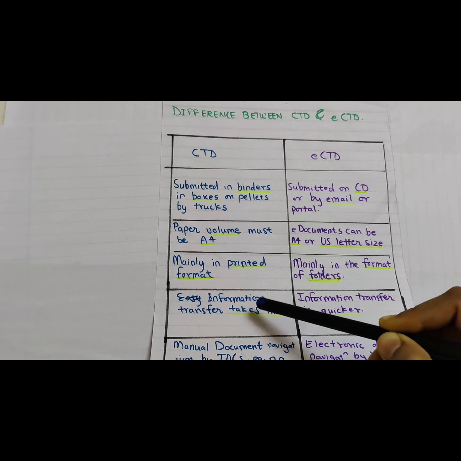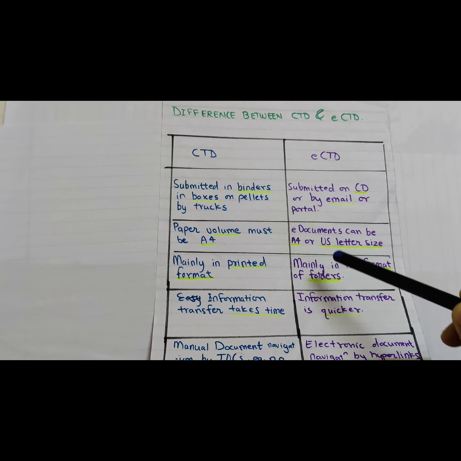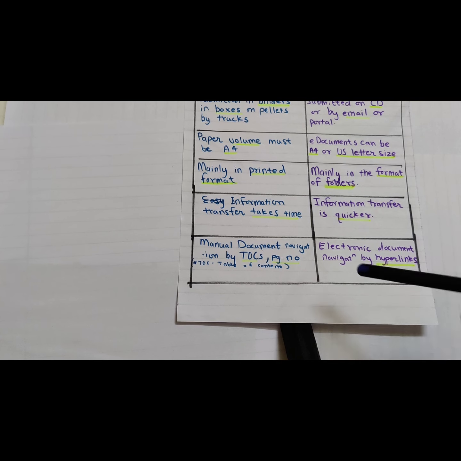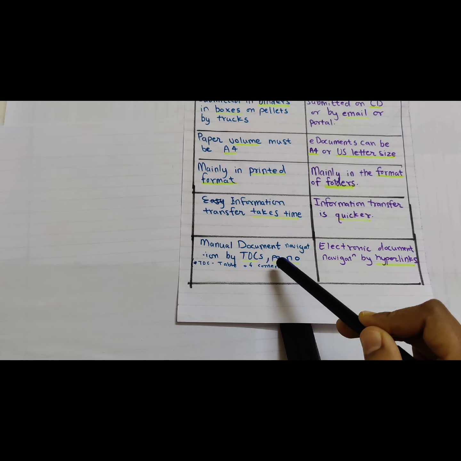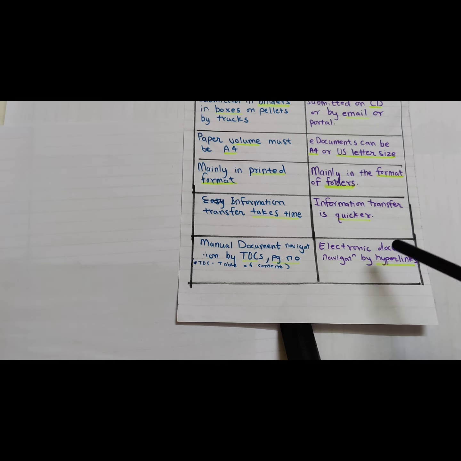Then in CTD, information transfer takes time, and in eCTD, information transfer is quicker. Then in CTD, document navigation is manual by TOC and page number, and in eCTD, electronic document navigation is by hyperlinks. These are a few differences between CTD and eCTD, and today we have covered basic information about CTD and eCTD.